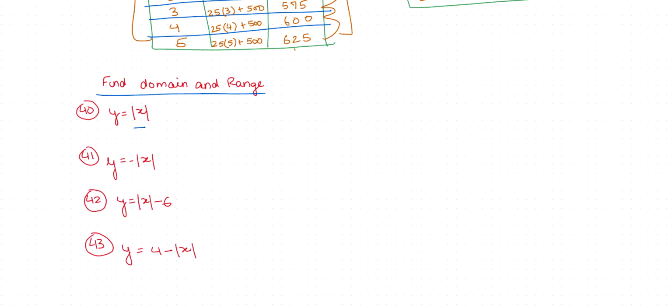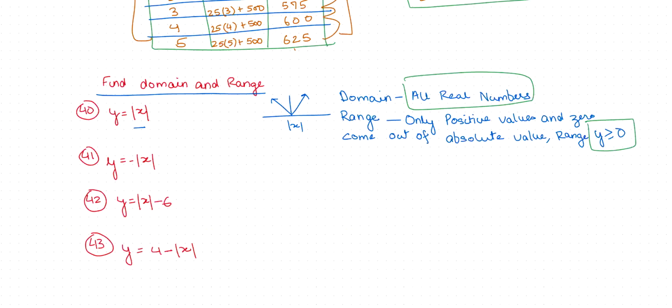So a typical graph of absolute value is like this. So it keeps on going. Any value can go into the absolute value function, so the domain is all real numbers, but only positive values and zero come out of an absolute value. So the range is y is greater than or equal to 0. Okay, so the domain is all real numbers and the range is y greater than or equal to 0.